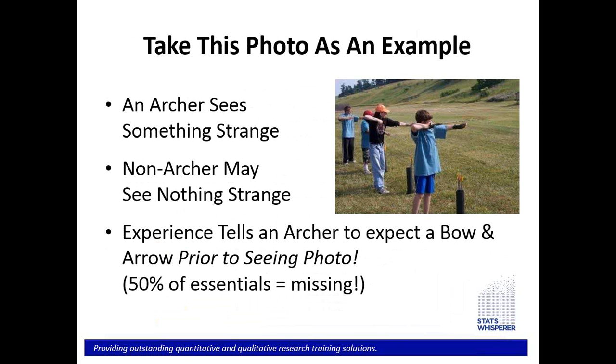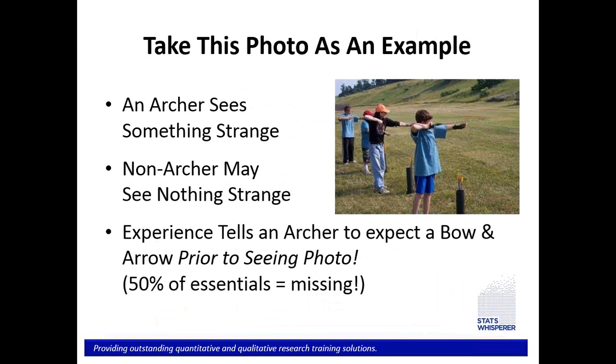Take this photo for an example. If you're an archer, or someone else is an archer, they see something strange. As you can see, the people here, the bows have been whited out in a sense, like camouflage, so you don't see them. So the people are pointing the arrows downfield, but they're missing their bows. Now, if you're not an archer, you might just think that the people are pointing the arrows downfield, and that's fine. But if you are an archer, you realize the bows are missing, and this looks ridiculous.